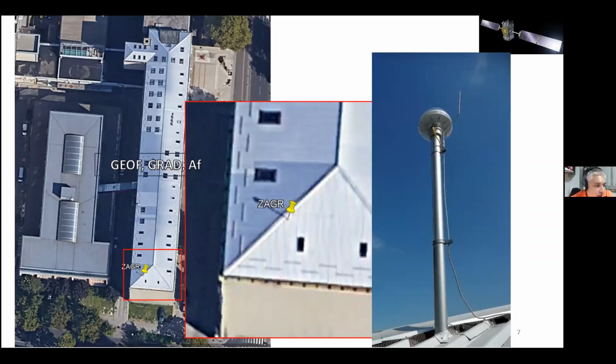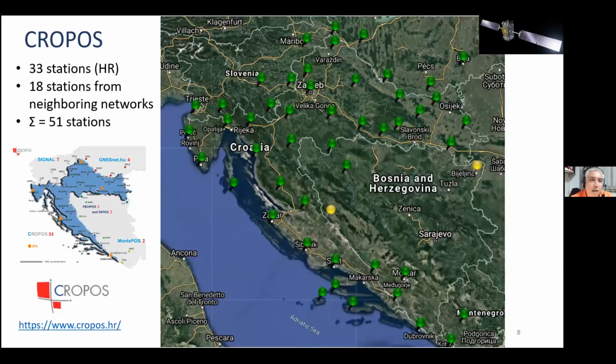It is a Zephyr 3 geodetic antenna. It is the same type of antenna which is supported by Trimble CenterPoint RTX. In addition, you can see the wire aside, which is a thunderstorm protection of the antenna and antenna mast. That station belongs to the KROPOS network.